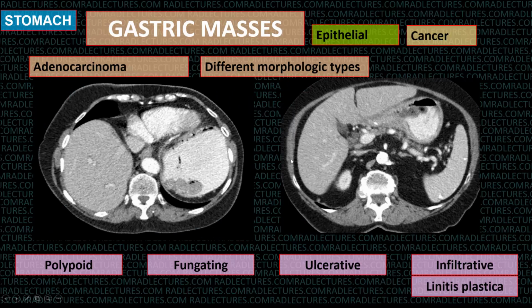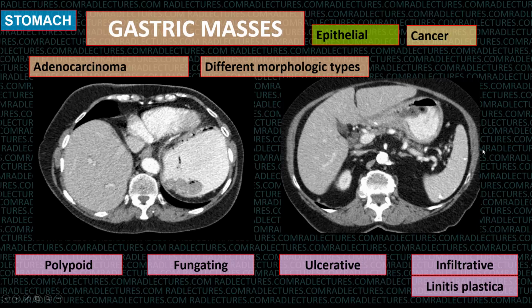On CT also you can see the same types. Here there is a polypoid or fungating type ulcer as cancer. This is a part of the food, but look at the effect of this cancer on the wall. Here the wall is being pulled in. Do you see that? Anytime the wall is pulled in, that means that this cancer is infiltrating the wall of the stomach and is therefore not a filling defect from food. It is a filling defect from cancer.